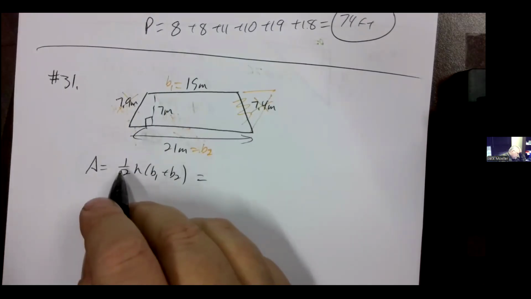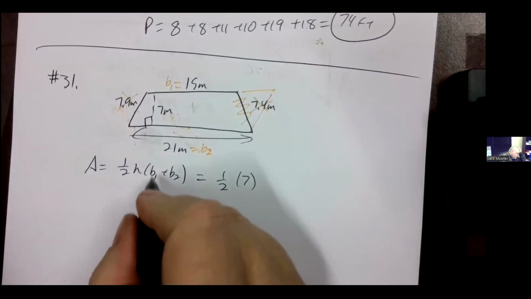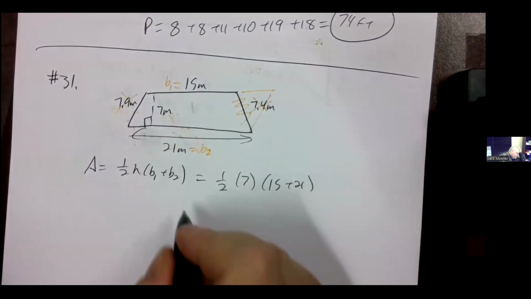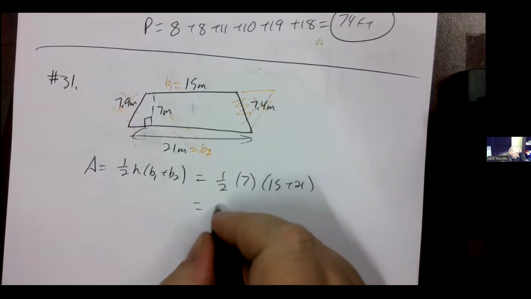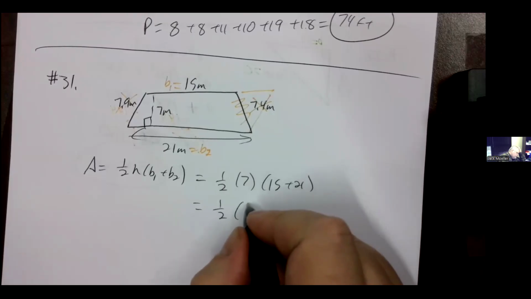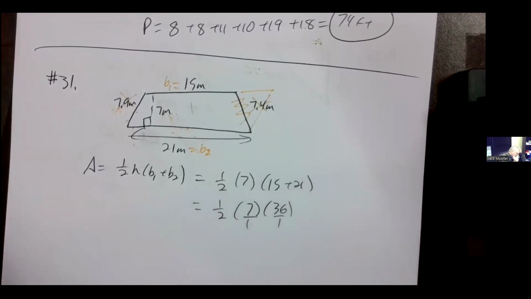All right, so 1/2 height is the 7 meters. Base 1 is 15, base 2 is 21. So again, just following order of operations. 36. I would put both of those over 1. And then let's just do the math.